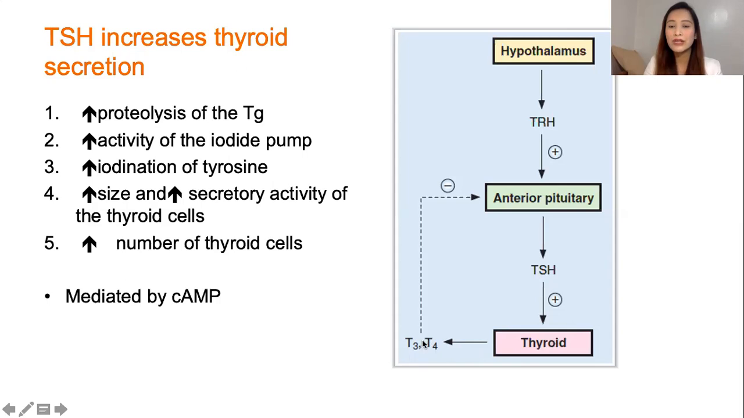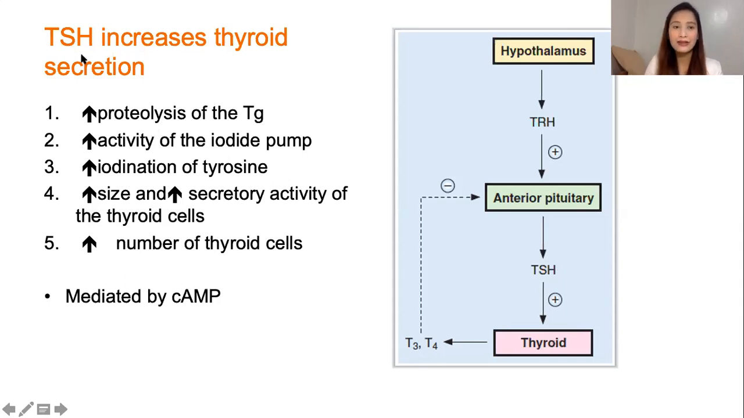Your T3 and T4 send a negative feedback to your anterior pituitary in order to either increase or decrease your TSH. If you have excessive T3 and T4, it will slow down the production of your TSH. If your T3 and T4 are lacking, it will stimulate your anterior pituitary to increase its production of TSH in order to stimulate your thyroid gland to produce more T3 and T4. So if you have excessive T3 and T4, you expect your TSH to be low. If you have low T3 and T4, you expect your TSH to be high.